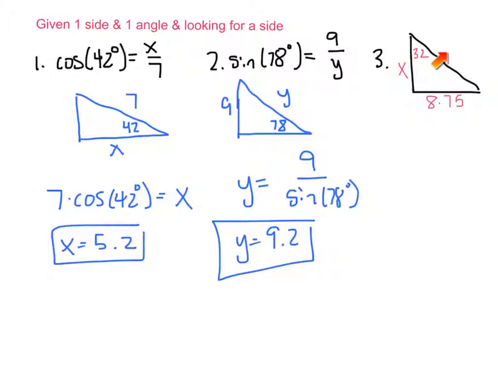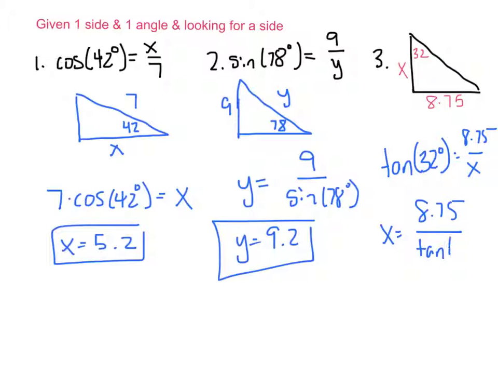So the tangent of the angle, 32 degrees, is equal to the opposite, 8.75, over the adjacent. So again, just like the last problem, x will equal 8.75 over the tangent of 32 degrees. And the length of this side right here will be equal to 14 units long. Okay. And that's how we'll use trig functions to find angles and sides of right triangles.